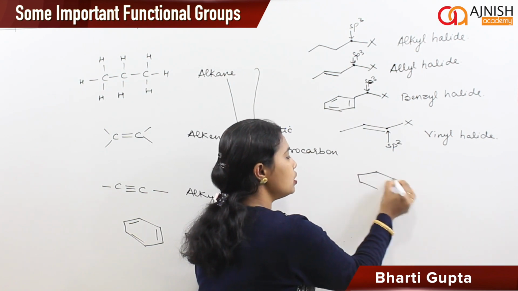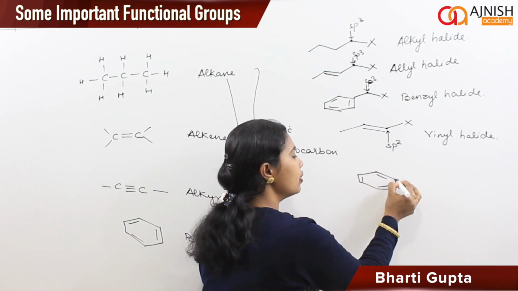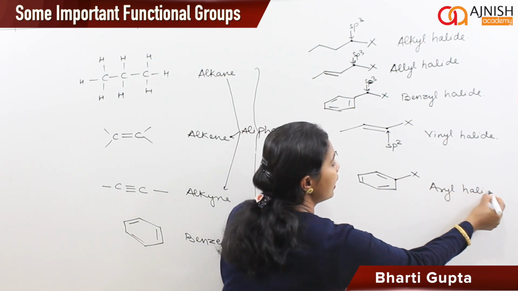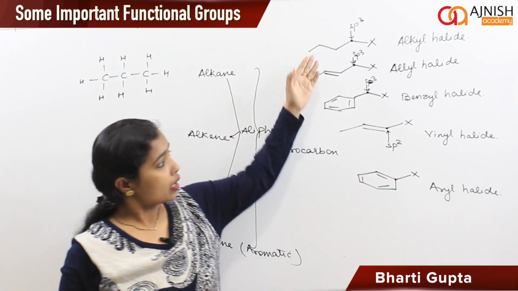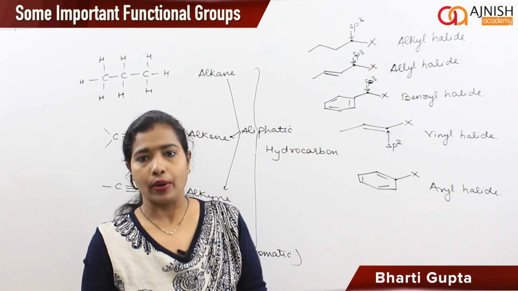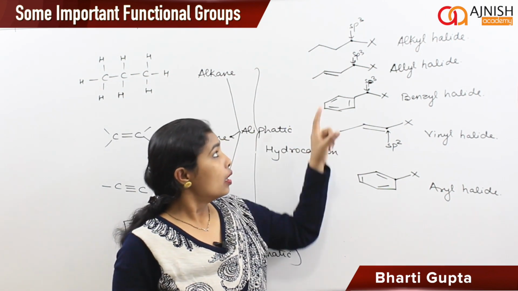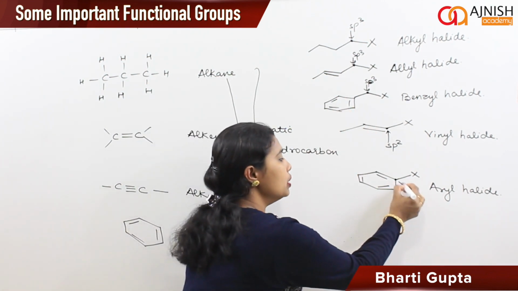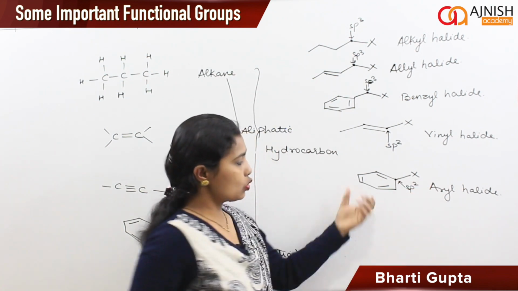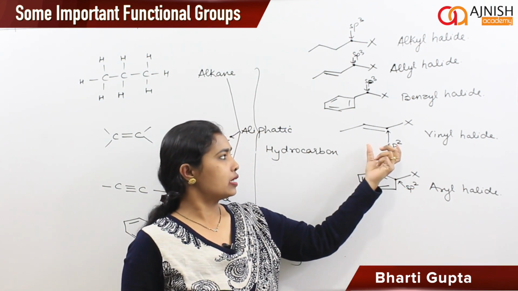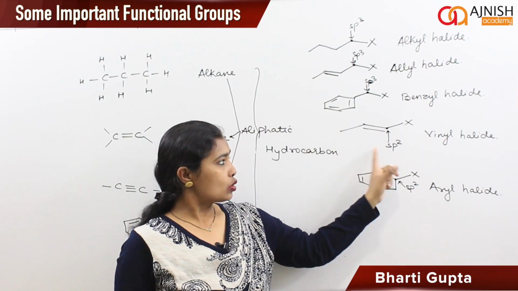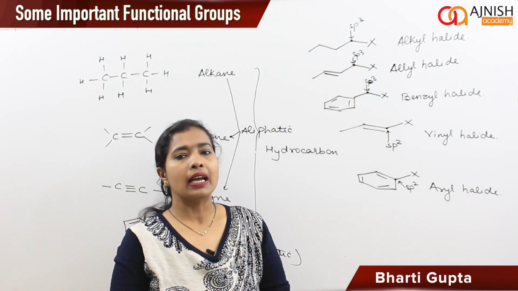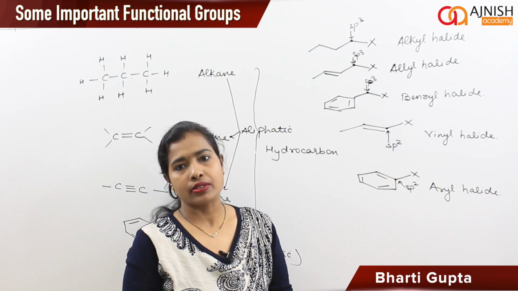And if halogen is directly attached to a benzene ring, then this is called aryl halide. So these are the different types of halogen derivatives of hydrocarbon, where halogen may be attached to sp3 carbon or sp2 carbon. If it is attached to an aromatic ring, it is aryl halide. If it is double bonded and attached to an aliphatic carbon, it is vinyl halide. And for sp3 carbon, there are three cases: alkyl halide, allyl halide and benzyl halide.